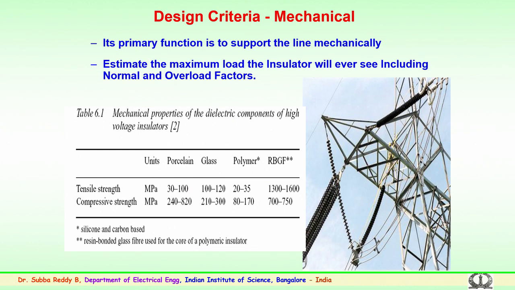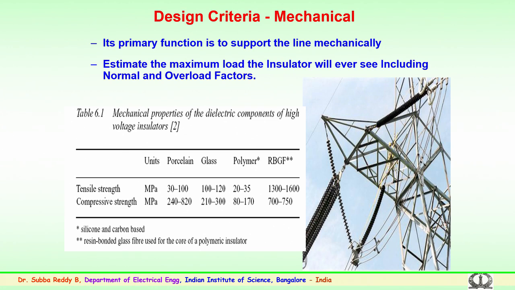So, we were looking into the electrical aspects. Now, the design criteria which is followed for the mechanical aspect. Its primary function is to support the line. The insulator string is to support the line mechanically. One of the important factors, apart from the electrical isolation, is that mechanically it has to support the tower.